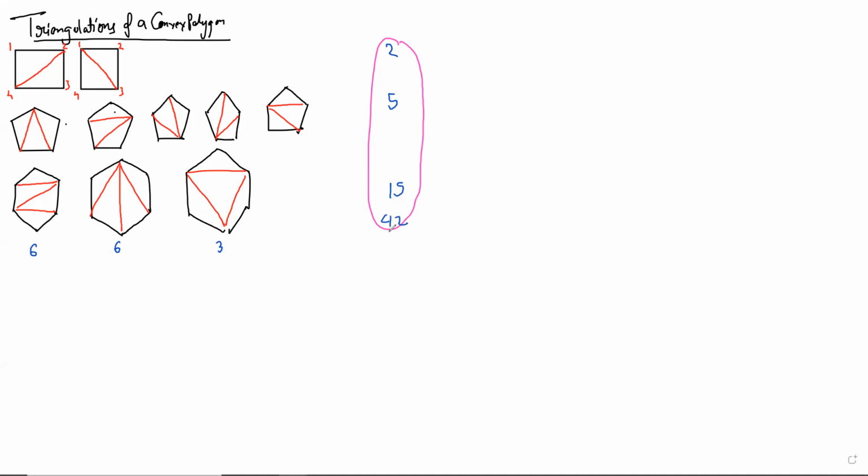You can do this for a heptagon. It does not take too much time. Don't think that it will take so much time. Just draw a heptagon, find the different families, find the different types of triangulations, you will get 42. It's not too big. Or is it 15 or is it 14?